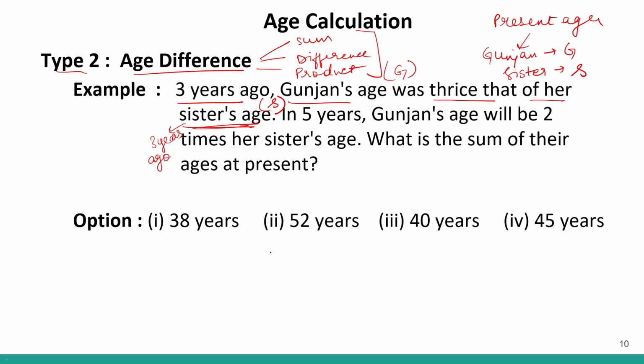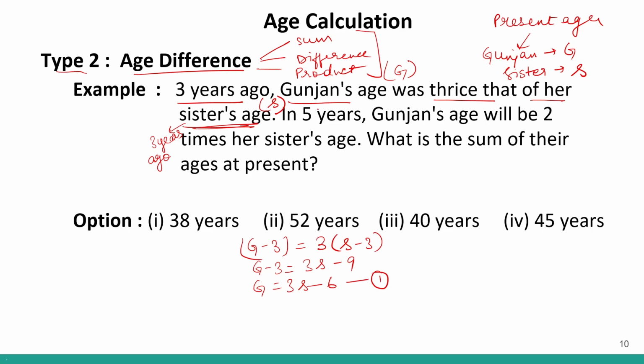Now 3 years ago, Gunjan minus 3 was thrice the age of sister, so sister minus 3. If I solve this, I'll get G minus 3 equals 3s minus 9. This is how I'll open the brackets. Correct? So G will be equal to 3s, if I take 3 here, it will turn positive, so minus 6. This will be my equation 1, I can say.